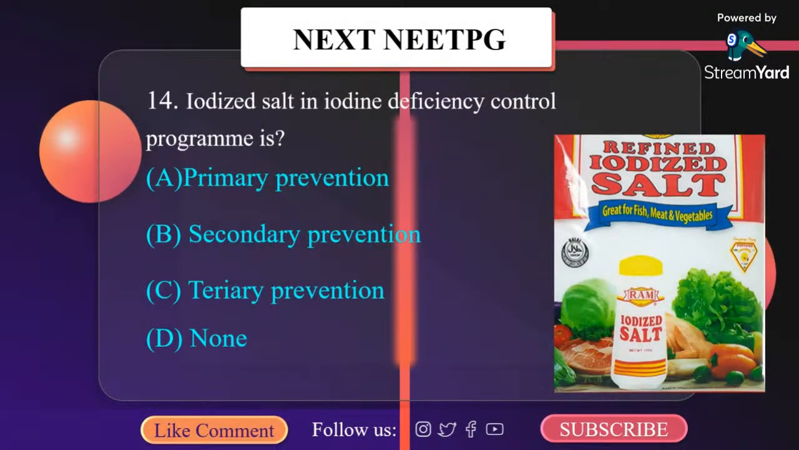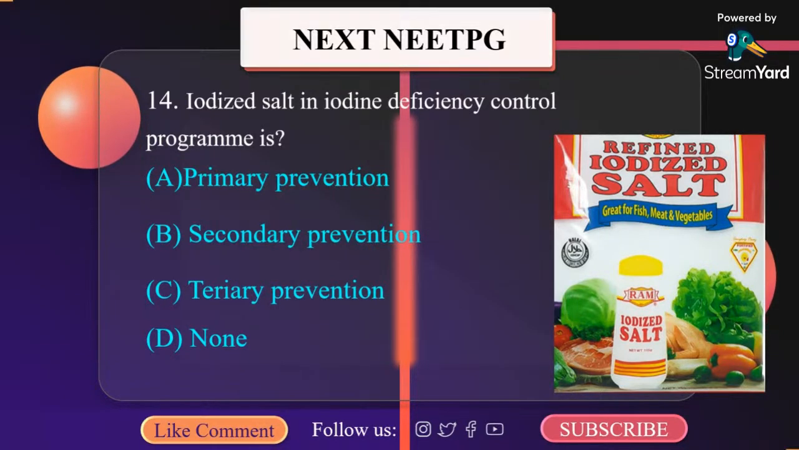Iodized salt in iodine deficiency control program is: A. Primary prevention, B. Secondary prevention, C. Tertiary prevention, D. None. It is primary prevention.